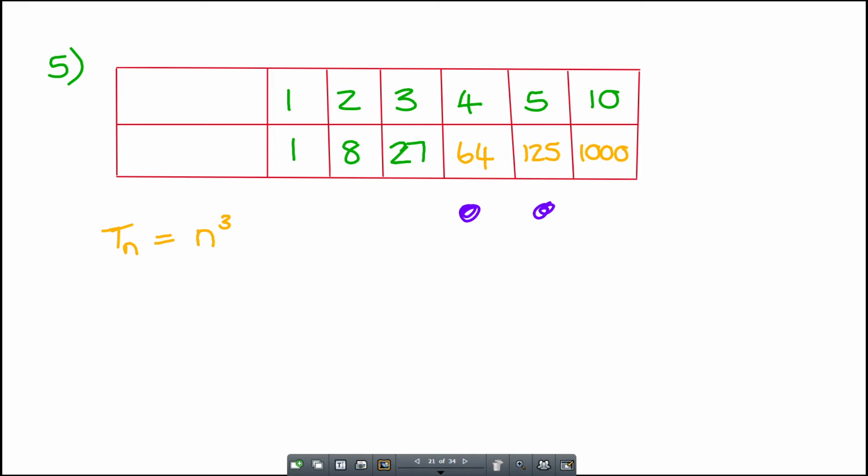And 10 to the power of 3 is 1000. Right, any questions there? No.